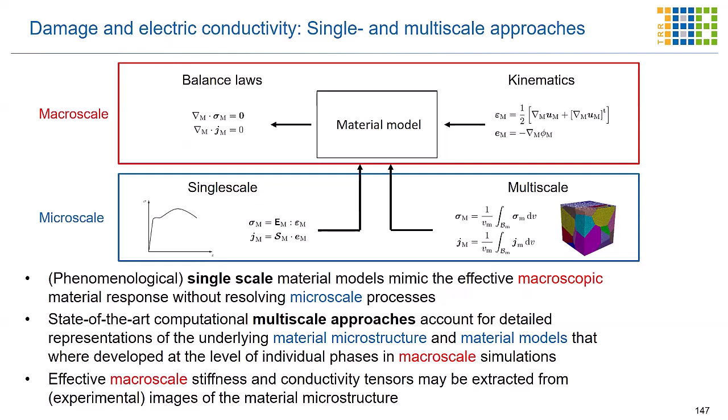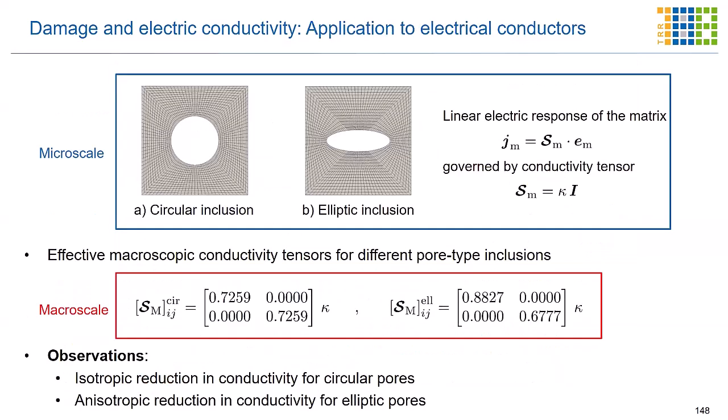However, for the multi-scale approach, we can resolve the microscale with regards to the material microstructure geometry and individual microscale material models. And by means of a homogenization procedure, we can obtain the effective response of the microscale in the form of stiffness, conductivity, resistivity, and so on, and use these effective properties in our macroscale problems, in our higher scale problems. Here, this example shows an electrical problem setting, only electrical problem setting.